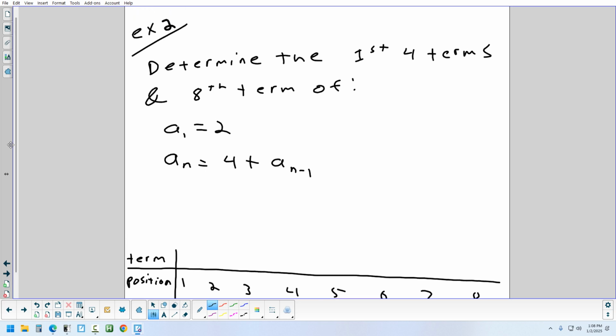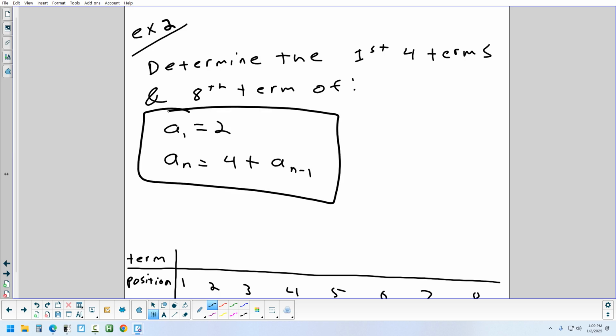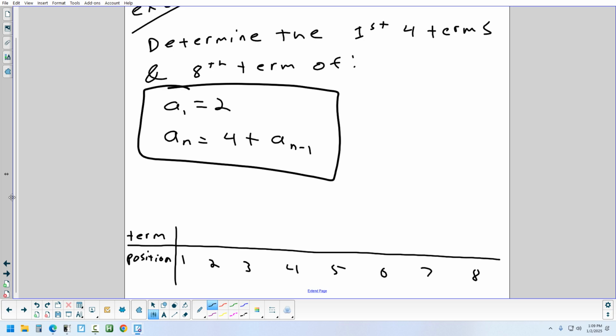So now let's try this one. It says determine the first 4 terms and the 8th term using this information. Okay, so what I usually do is I make a table. In the bottom row, I put the position. In the top, that's the term in that spot. What is the first term in the sequence? 2. How do you know that? It's given. They had to give it to me because the formula is recursive. So the first term is 2.